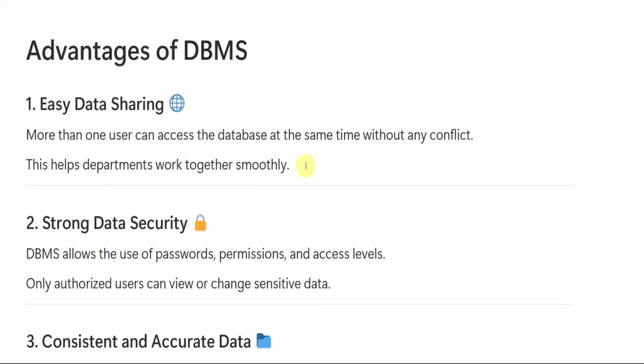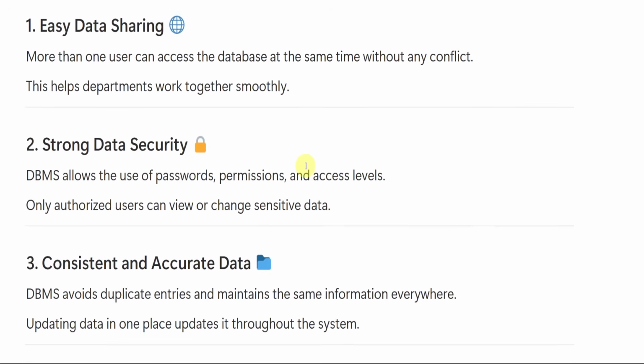For example, in a college, the office clerk, principal, and accounts department can all see the same student data, right? So no confusion will be there. Everyone sees updated information.